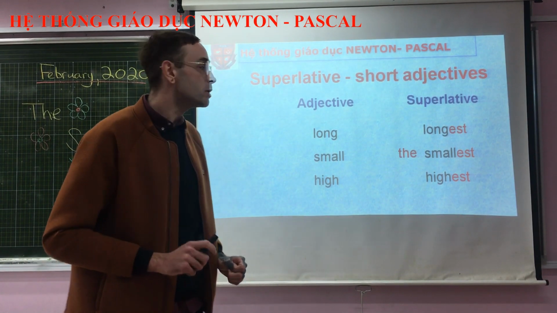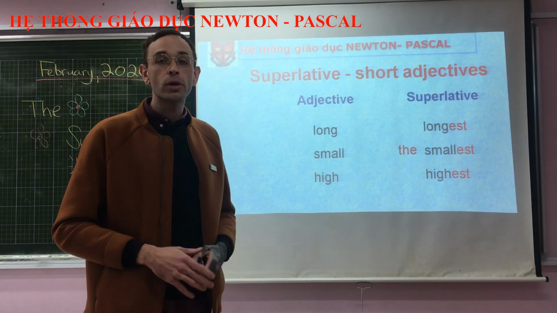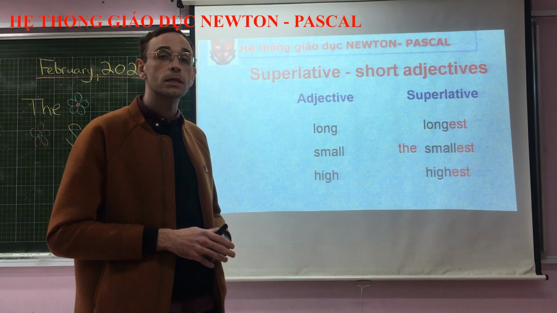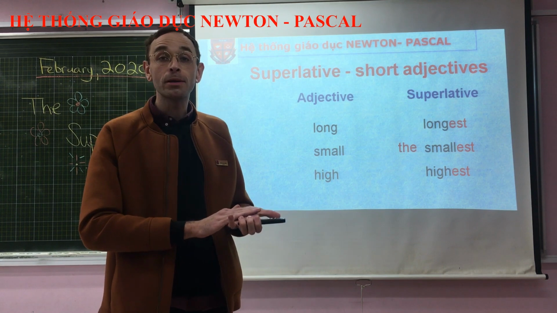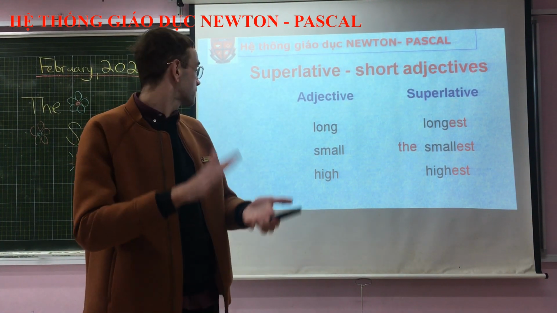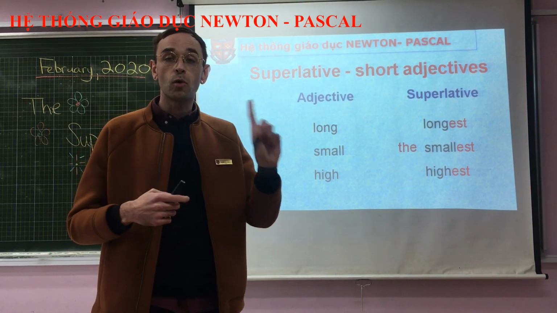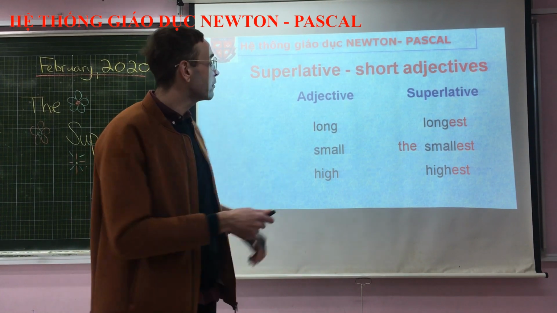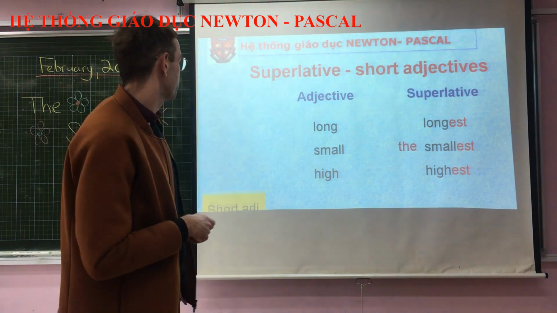Okay, so first, short adjectives. Remember last time we said that short adjectives are adjectives that are one syllable. So a word that is one syllable has one clap when you say it. For example, long, small, high. All of these have one clap, so they are one syllable. And therefore, we consider them to be short adjectives.